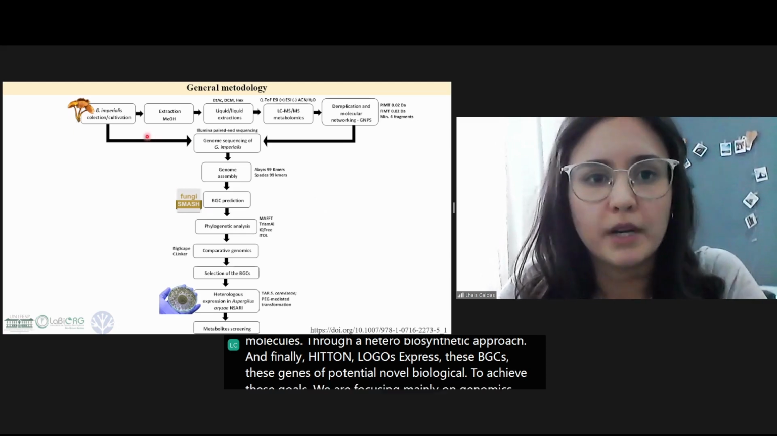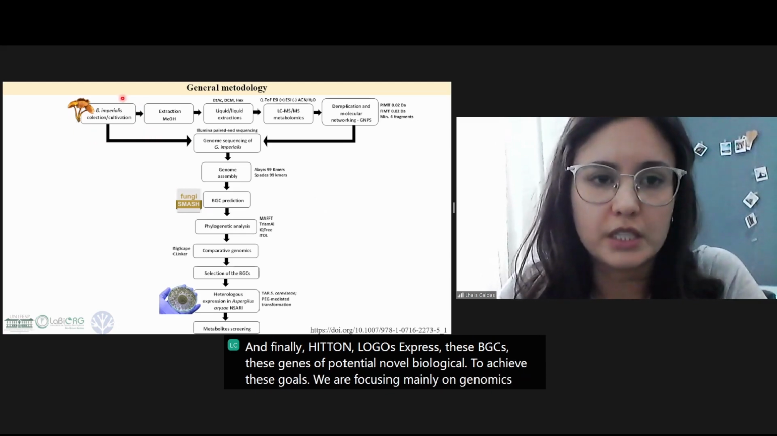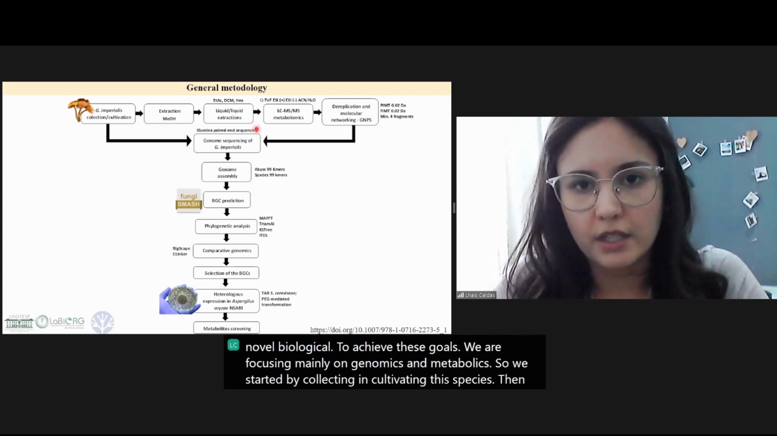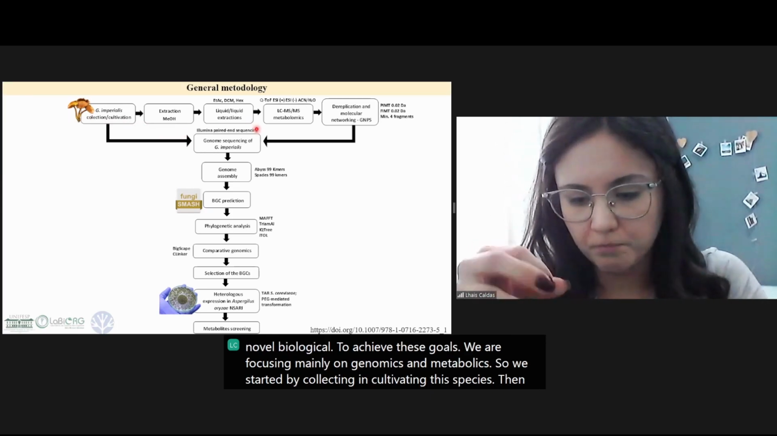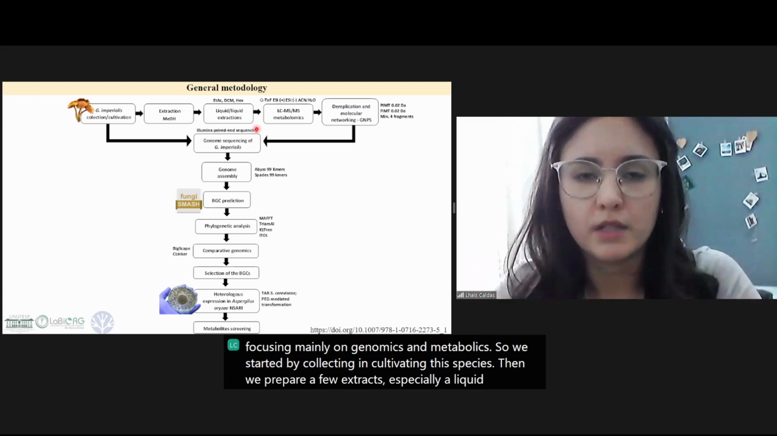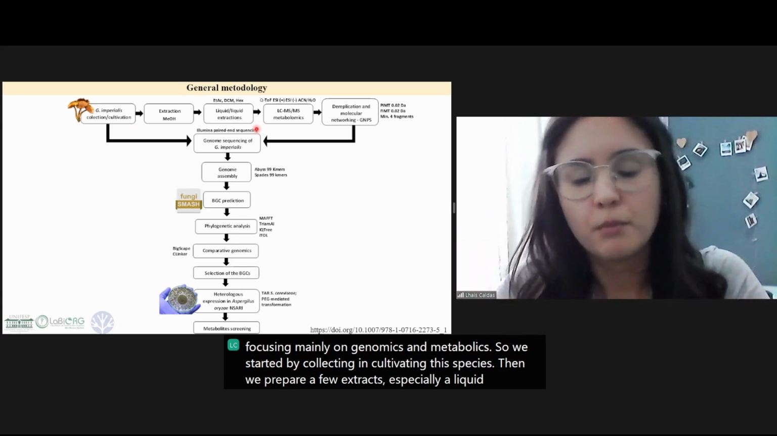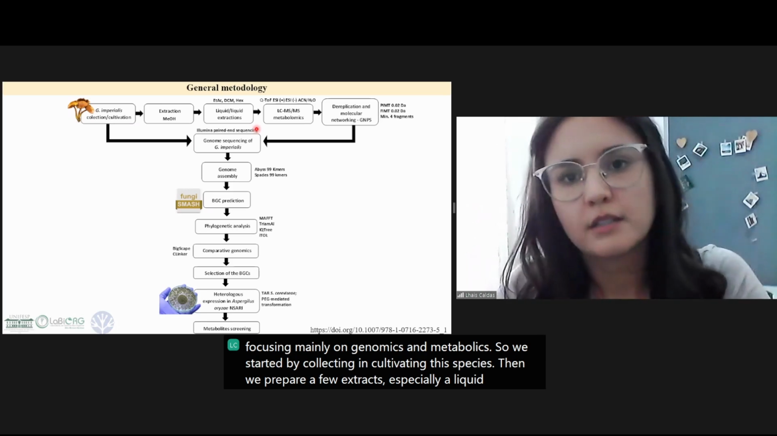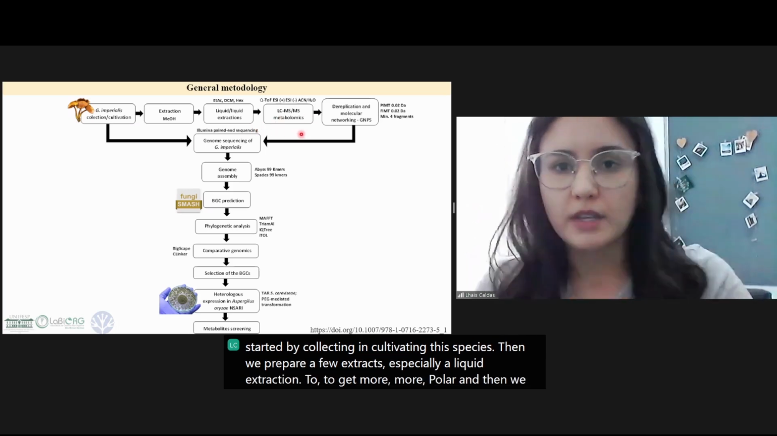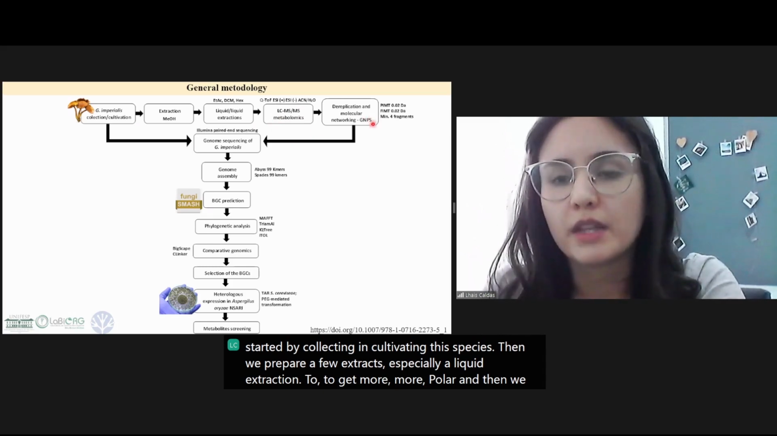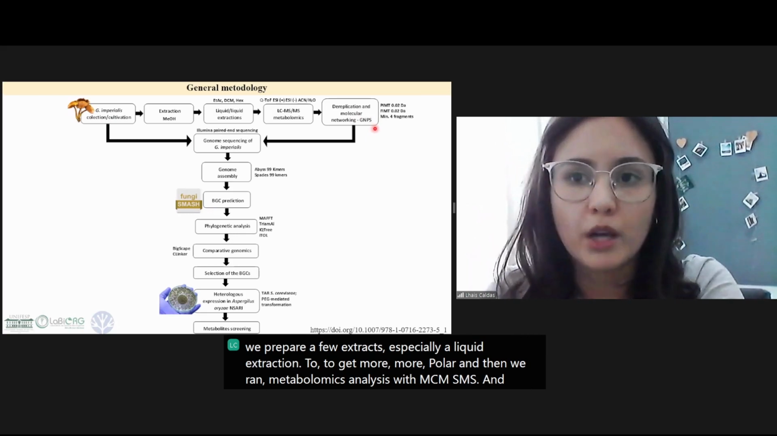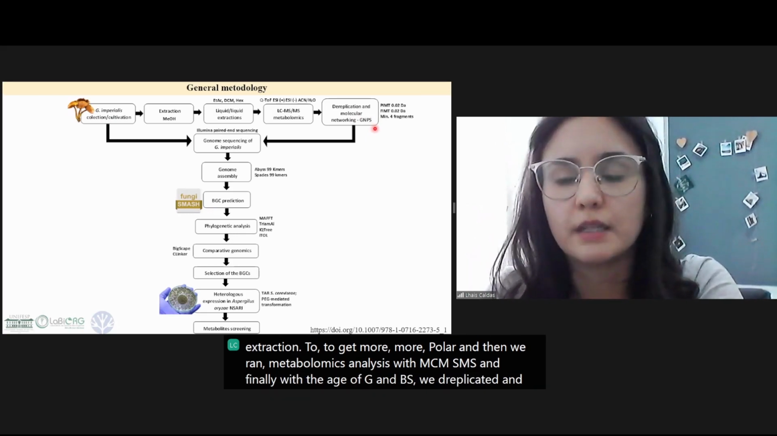So we started by collecting and cultivating these species. Then we prepared a few extracts, especially liquid extraction, to get more polar and non-polar extracts. Then we ran metabolomics analysis with LC-MS/MS, and finally, with the aid of GNPS, we dereplicated and created molecular networking to annotate metabolites.